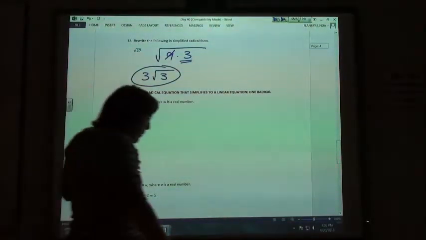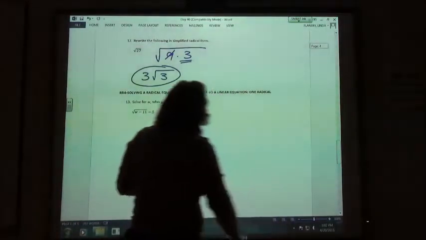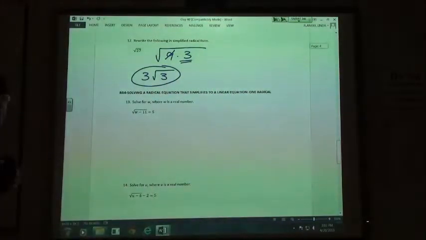Those might take you some work. Like I said, always keep that list of perfect squares handy. It makes your life a little easier to just check your numbers and work your way backwards.